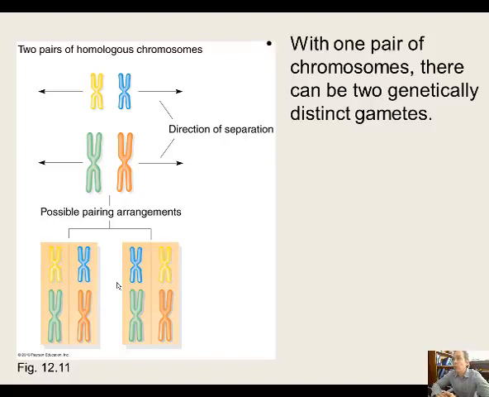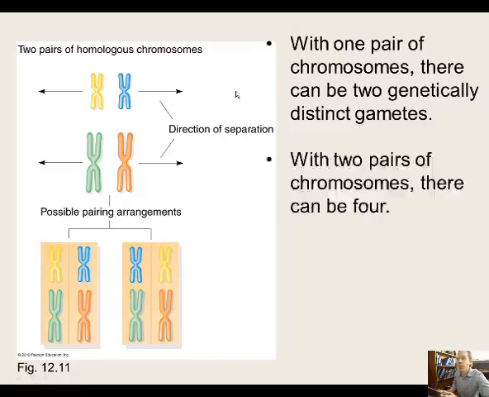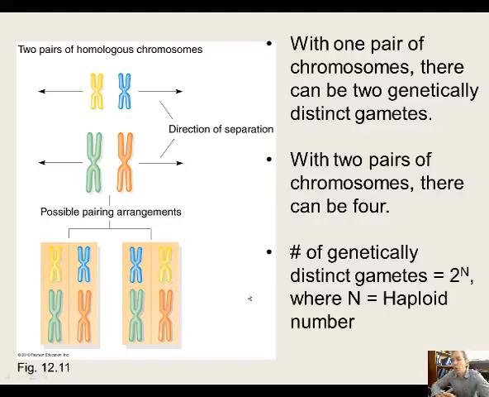With one pair of chromosomes, there can be two genetically distinct gametes. Remember that each chromosome has a half probability of going into a particular daughter cell. You multiply that half probability for every chromosome set that you are dealing with, so that with two pairs of chromosomes, there can be 4 different possible gametes, which are shown down here at the bottom. This one, this one, this one, and this one. We have a general formula. Again, this is going back to the exponents. You do have to use exponents in this class. The number of genetically distinct gametes then would equal 2 raised to the power of n, where n is the haploid number.